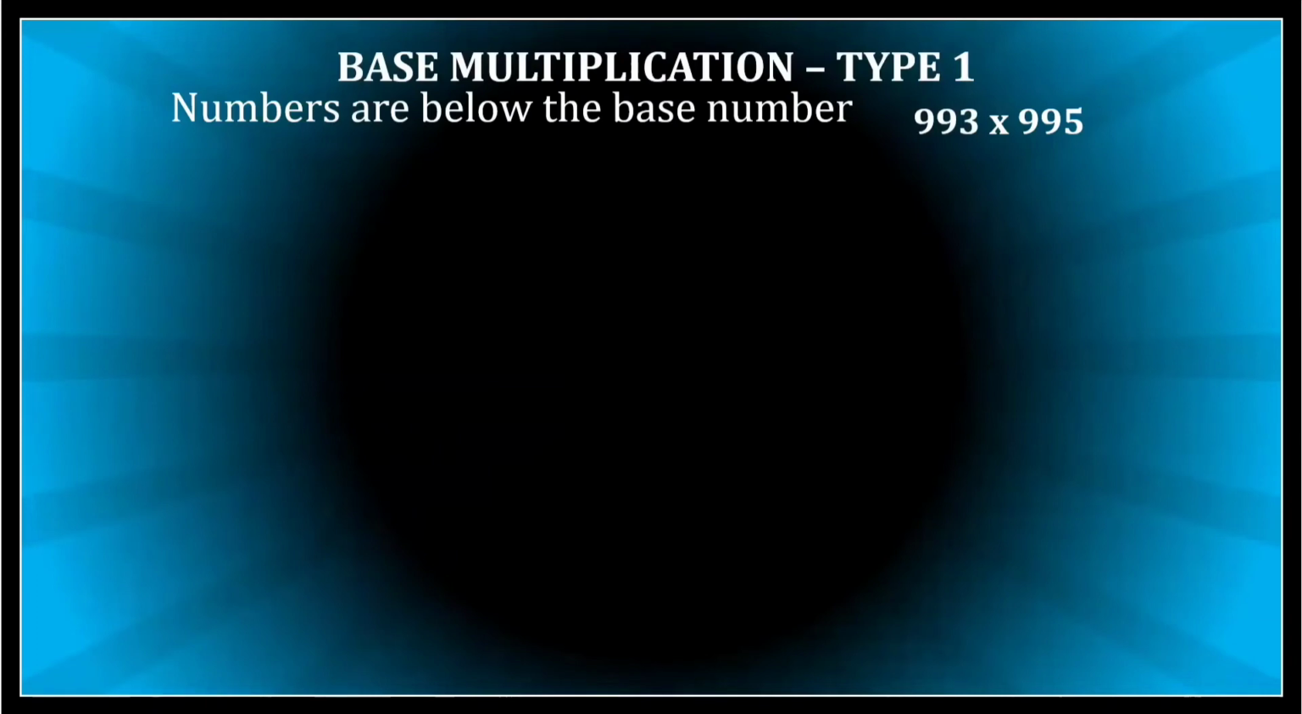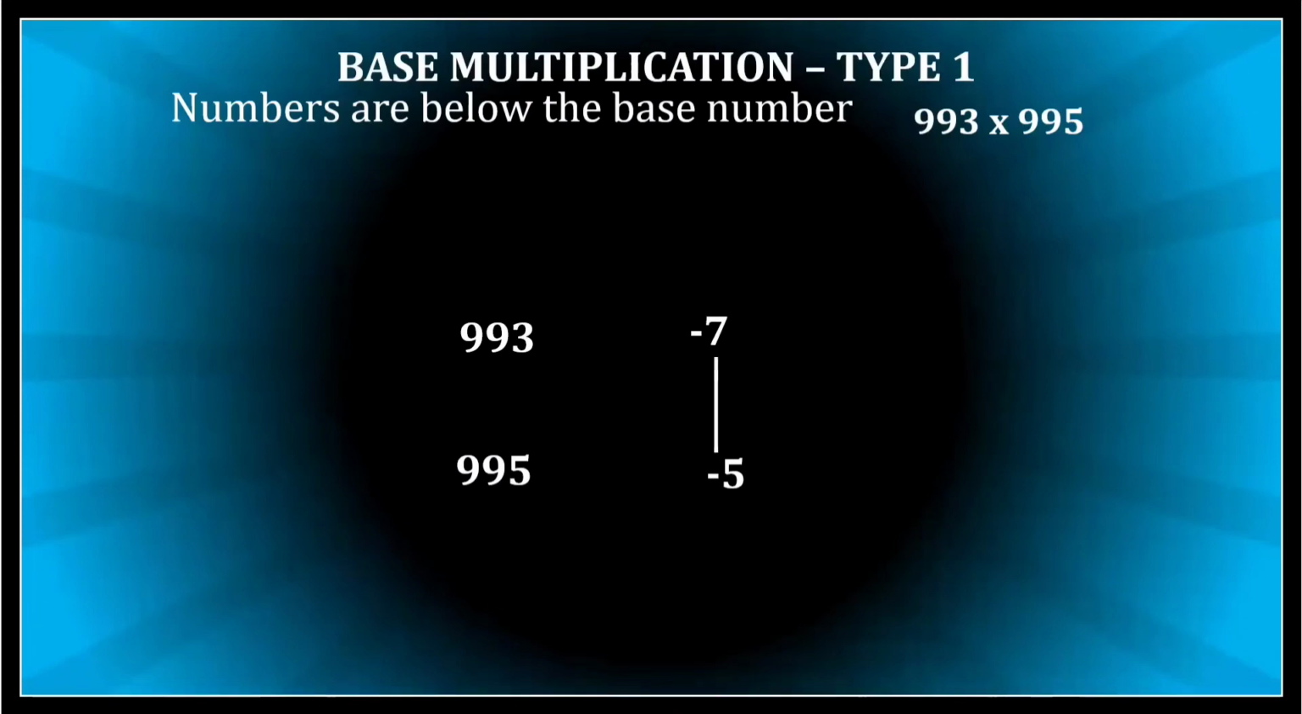I will write these two numbers, 993 and 995, one on top of the other. Next, I will subtract the base from this. I will find out the deviation from this. So that means 993 minus 1000 comes out to be minus 7 and 995 minus 1000 comes out to be minus 5, right? So now comes the trick method. Multiply vertically and subtract diagonally.